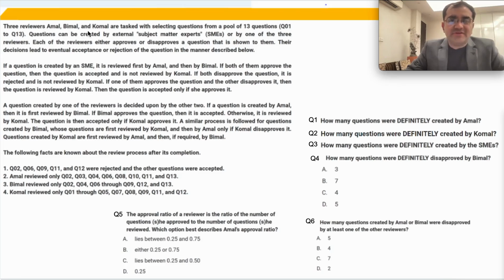There are three reviewers, A, B, and K. They are tasked with selecting questions from a pool of 13 questions. So I need 13 questions. Questions can be created by an external subject matter expert or by one of the three reviewers. So the question can be created by the subject matter expert, and A, B, and K.